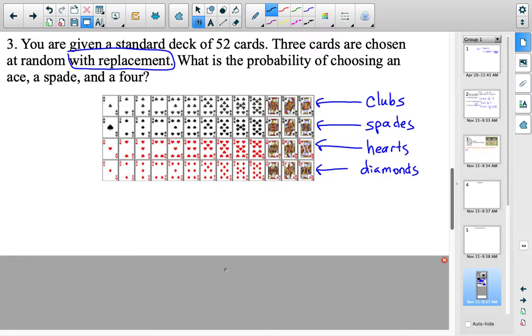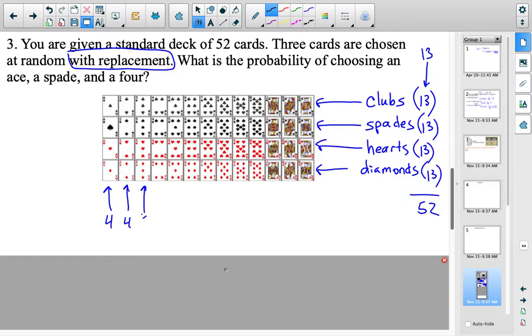Okay. Each suit has 13 cards. So each one of these has 13. So there's 13 clubs, there's 13 spades, there's 13 hearts, there's 13 diamonds, for a total of 52 cards. And then you could also see, looking at it this way, there's 4 aces, there's 4 2s, there's 4 3s, right? There's 4 of each number, and then these face values over here, we've got the jacks, we've got the queens, and we've got the kings.